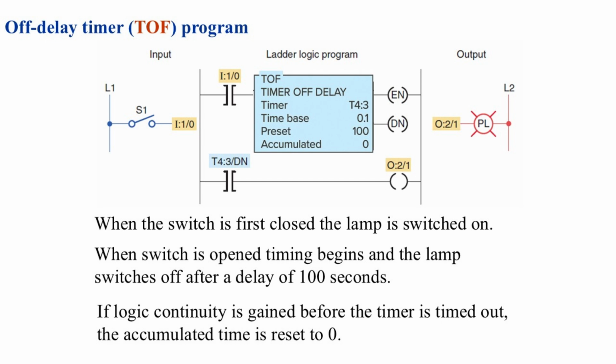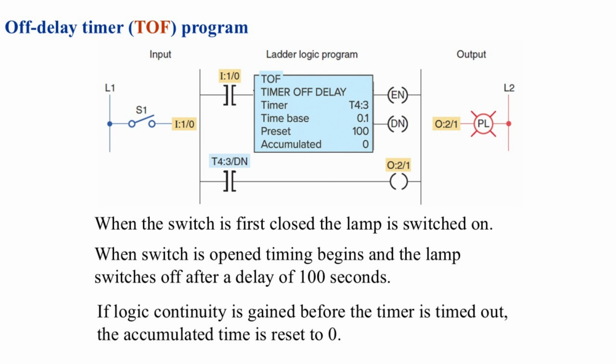Its time base is 0.1 seconds, and the preset value is 100. That means the total delay time is 10 seconds, calculated as the time base multiplied by the preset value. If this were set for 15 seconds, the preset would be 150.